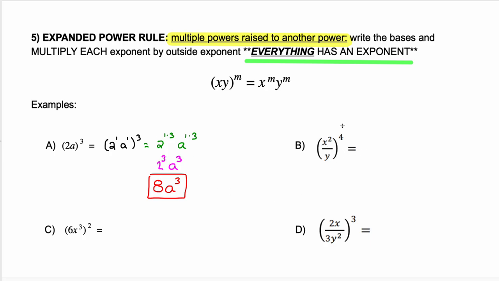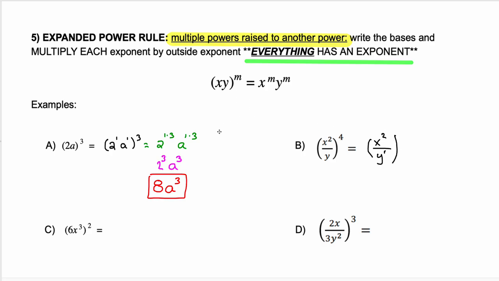On this next example, we have parentheses x squared over y, all of that raised to the 4th power. Again, we want to rewrite this problem so that everything inside has an exponent. We have x and we have an exponent of 2, so that one already has an exponent, so that's good. Divided by, we have the base of y, and its exponent is a 1. We have to make sure we write that 1 there.